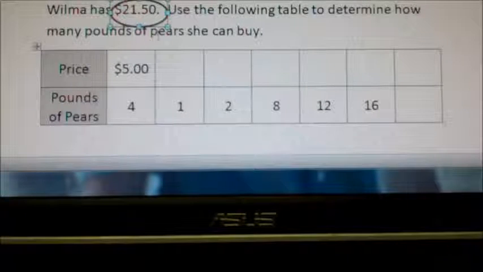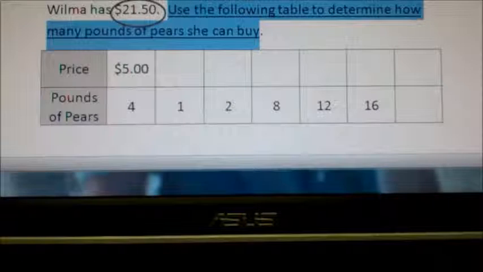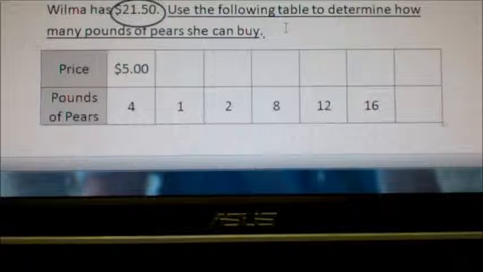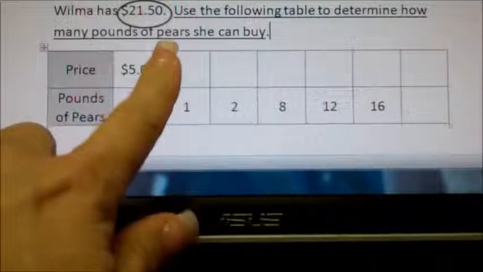She has $21.50. The question then says, use the following table to determine how many pounds of pears she can buy. I'm going to underline that question. Why? You're probably wondering why I keep saying why. It's simply because I need to remember what it is I'm supposed to do with the $21.50. How am I supposed to use this information? If you just start filling in boxes and answering questions, how are you going to know why you're doing it? So we have Wilma has $21. How many pounds can she buy?